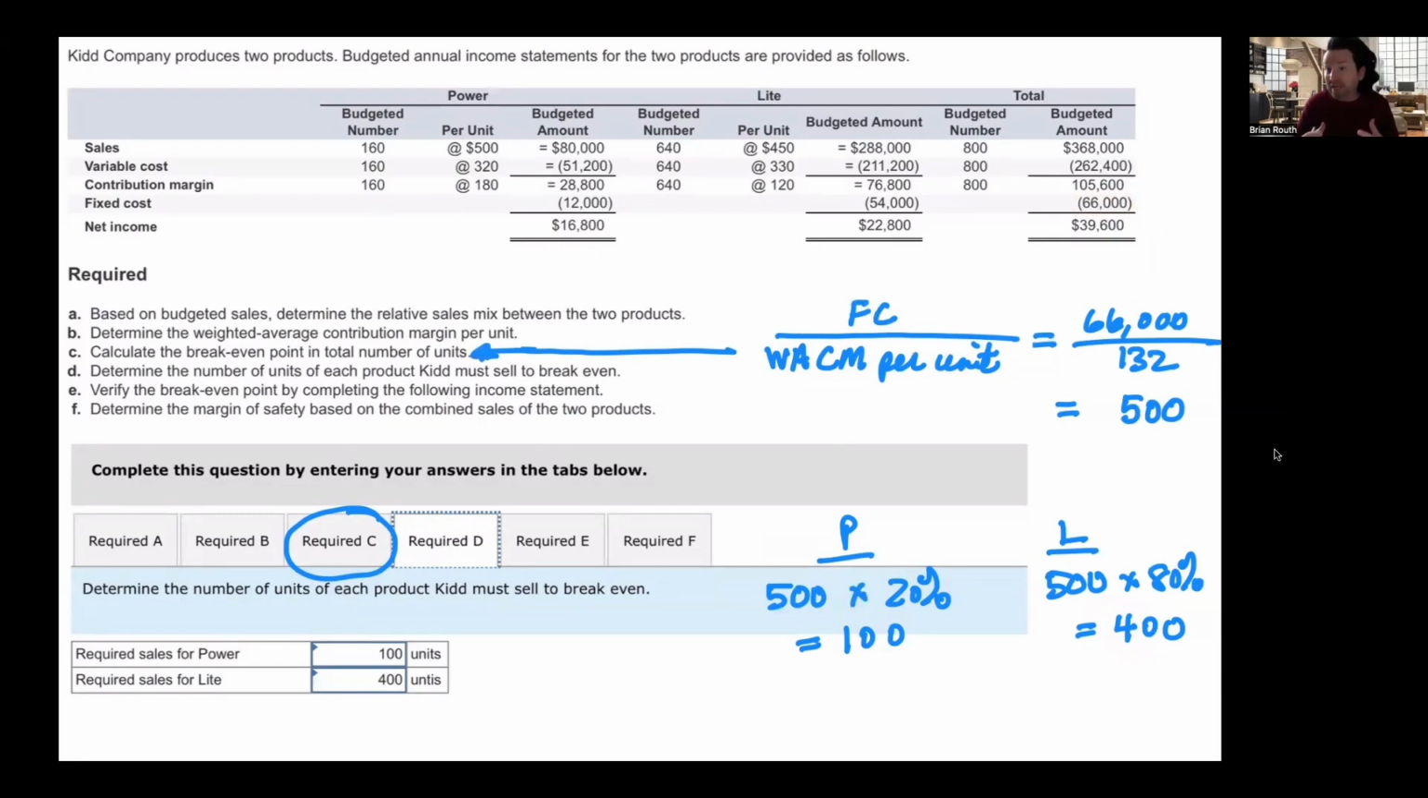Now, that's part C, which we kind of skipped. Part D, which is what we have on the screen right here, wants us to find the number of units of each product to break even. So we have to break that 500 out into its respective parts: how many of the power and how many of the light? If you simply multiply the total number of products to break even by its respective percentage, you get the number of each product. So power comes out to be 100 units to break even, and light 400. There's our 500 total units: 100 of them have to be power, and 400 have to be light.